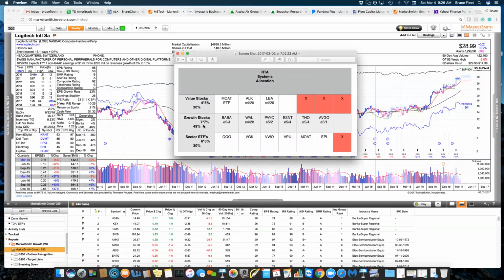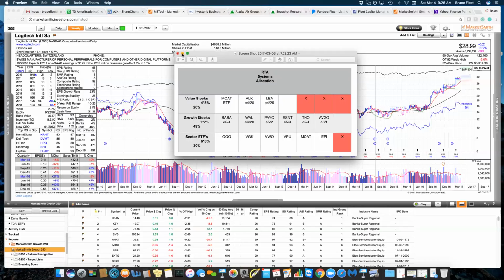What we're going to talk about today is primarily growth stocks, but I invest in both growth and value in the RTA system. Value stocks generally represent about 20% of the portfolio, and they are purchased in 5% allocations. Growth stocks, 49%, the vast majority of the portfolio, and I like to have 7. As of today, we have 6 stocks. So what this means is we have an opening for a growth stock and an opening for a value stock.